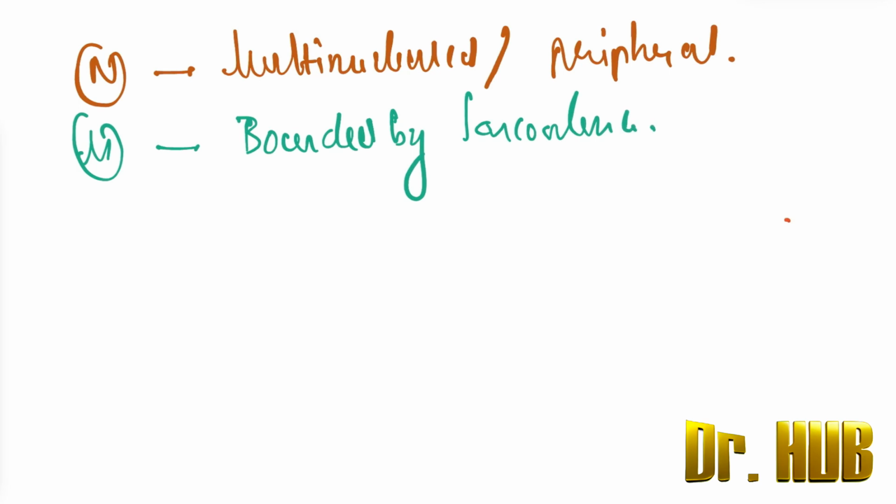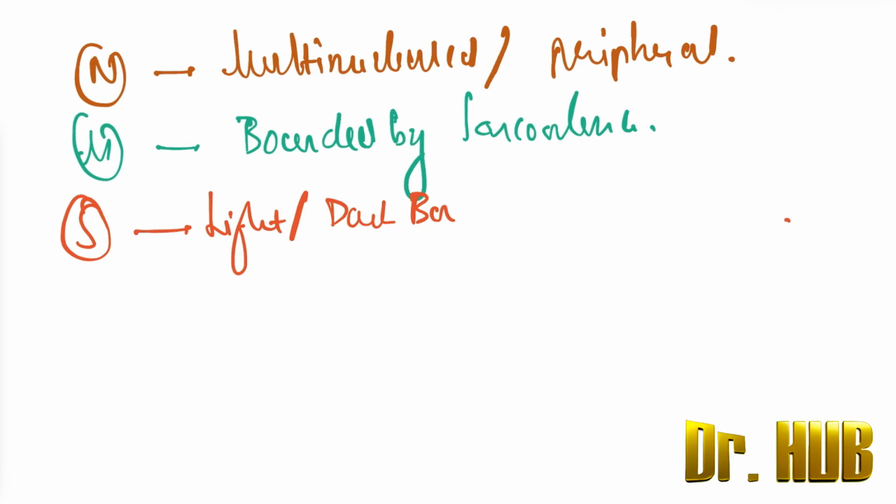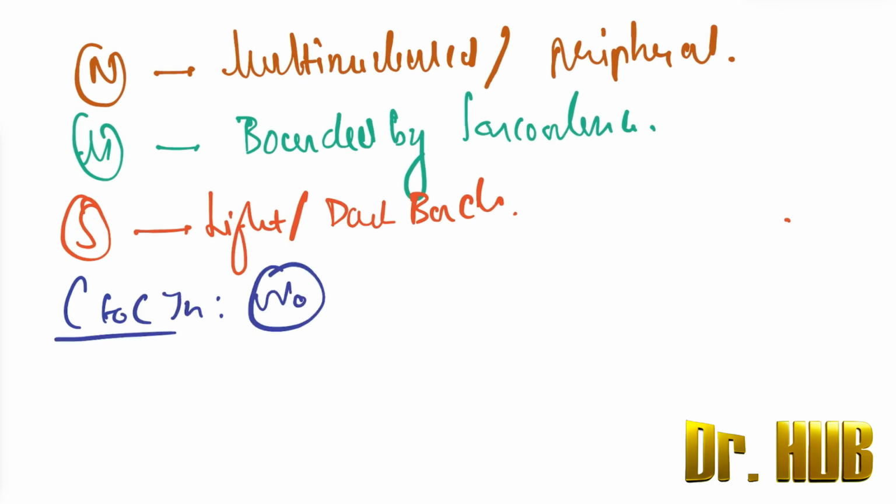Next is the presence of striations. The striations contain light as well as dark bands. All this is with respect to the skeletal muscles. Looking at the cell to cell junction, there is no cell to cell junction. In the T-tubules, there is presence of the AI junction and the triad.